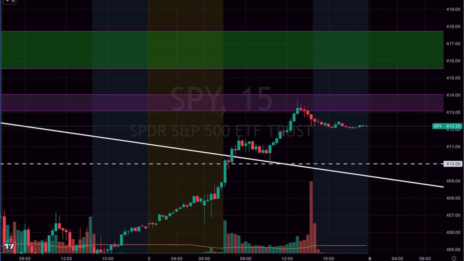Now if we zoom in a little bit, we can see that after the initial move, we had a nice consolidation period here. So we're making lower highs and lower lows here. Nice bull flag pattern here.